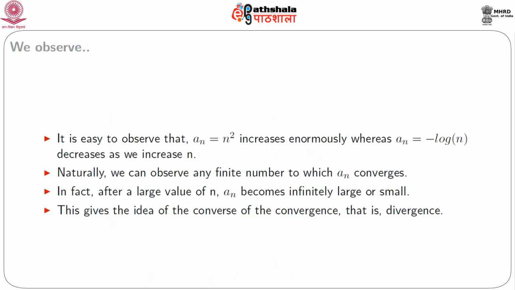So, we find that a_n equal to n square increases enormously, whereas a_n equal to minus of log n decreases as we increase n. Naturally, we can't observe any finite number to which a_n converges. In fact, after a large value of n, a_n becomes infinitely large or small. This gives the idea of the converse of the convergence, that is a divergence.